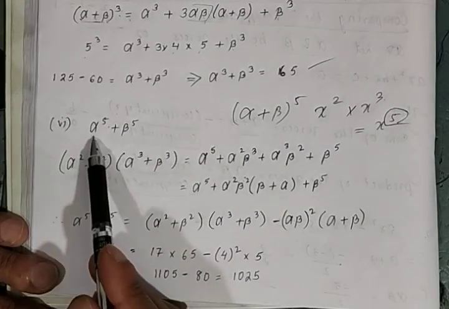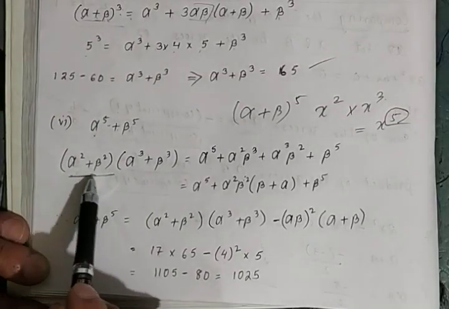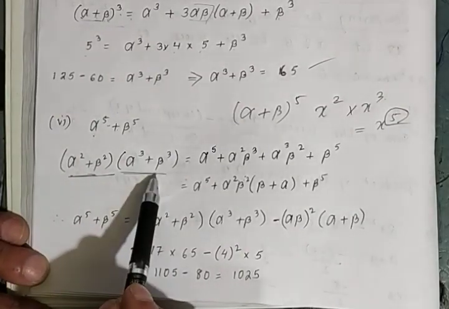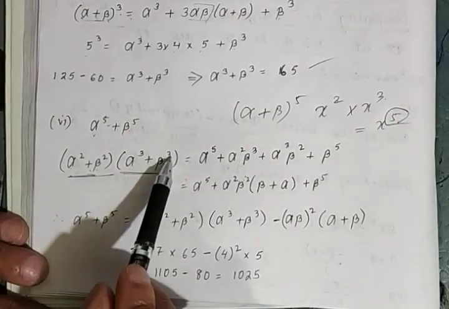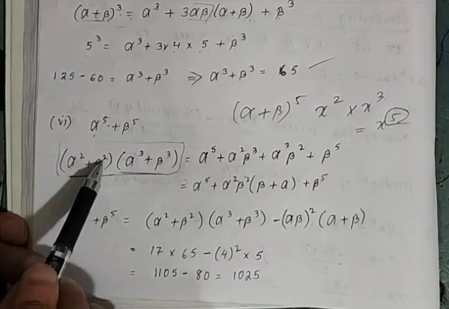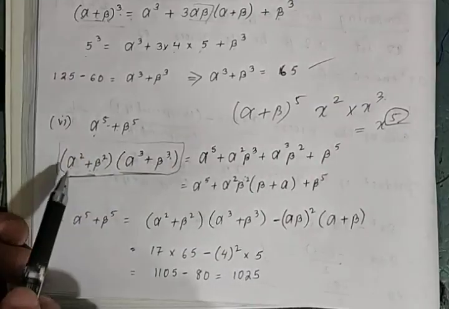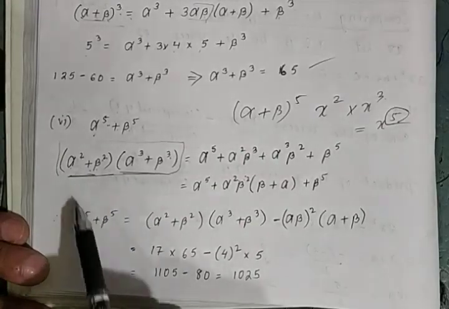Check here. Alpha 5 plus beta 5. So what will I do now? I already have this value. I already have this value. So what I have done, alpha square plus beta square and alpha cube plus beta cube, I will multiply them up. Thinking that 2 plus 3 will be 5 and 2 plus 3 also will be 5. But let me expand it. Let me find out the product.